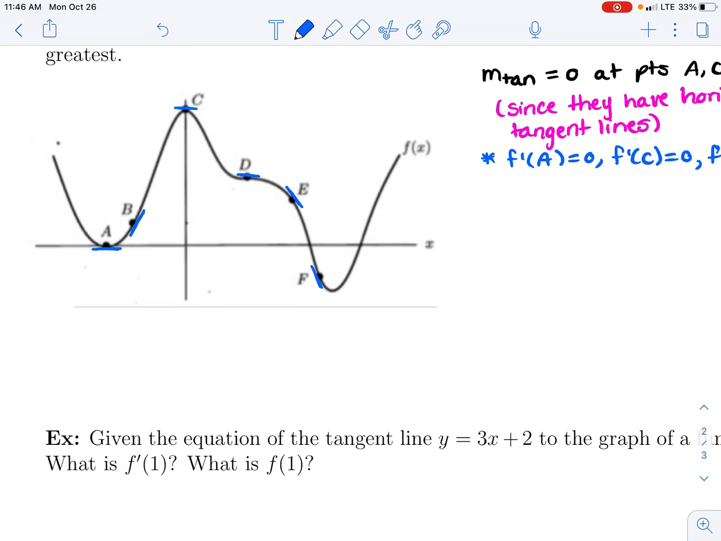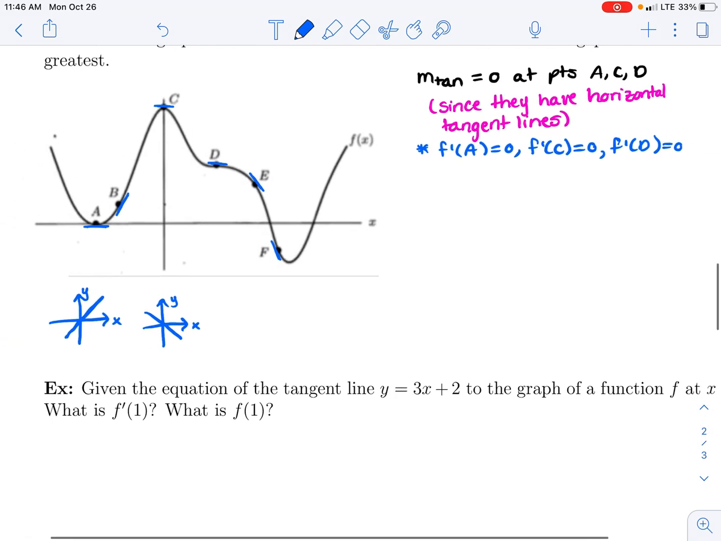If you just have a line going like this, where your graph is x and y, the slope of this line is pointed to the right, and so this is going to be a positive slope. Whereas if you have something like x and y, and you have a line going like this pointed to the left, that means that the slope of that line is negative.